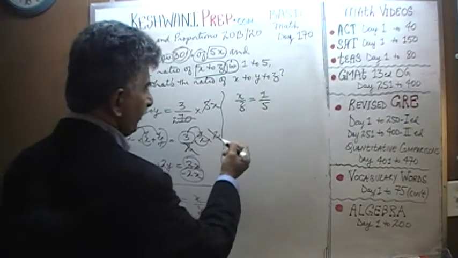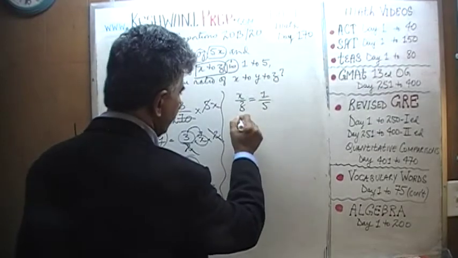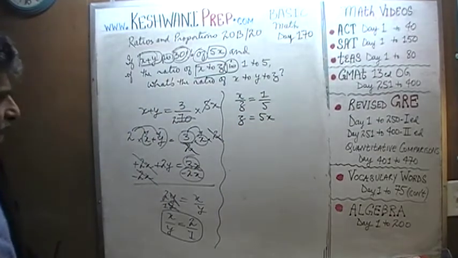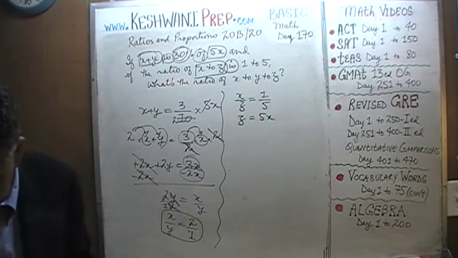Well, if x to z is 1 to 5, that implies, if you cross multiply, that z equals 5 times x. Z equals 5 times x. Are you still with me? 5 times x.